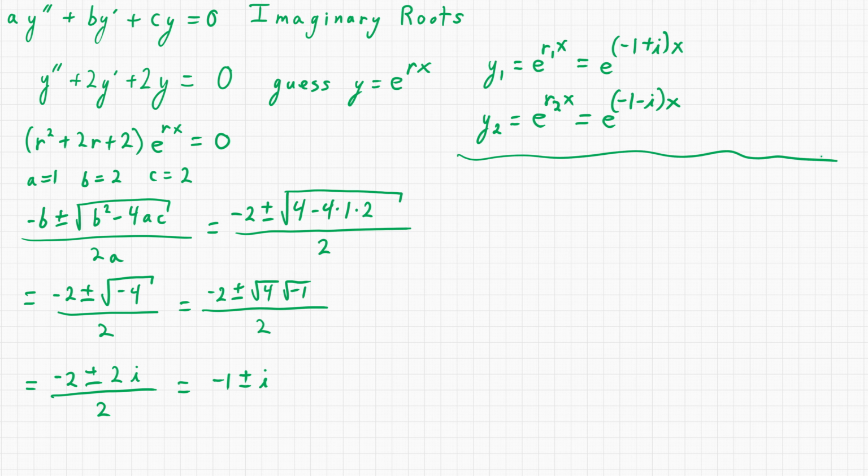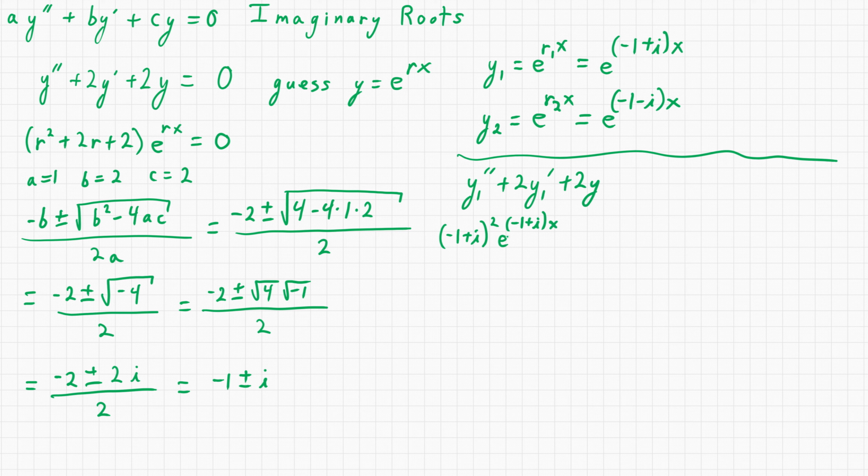So if we take y1 double prime plus 2 times y1 prime plus 2y, we want to know what that equals. To calculate the derivatives here, every time we take a derivative, it drops down the derivative of the exponent, so it's negative 1 plus i times negative 1 plus i. So I'll put that here, negative 1 plus i squared times e to the negative 1 plus i x.